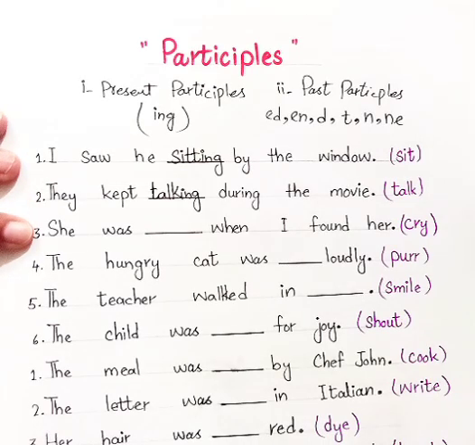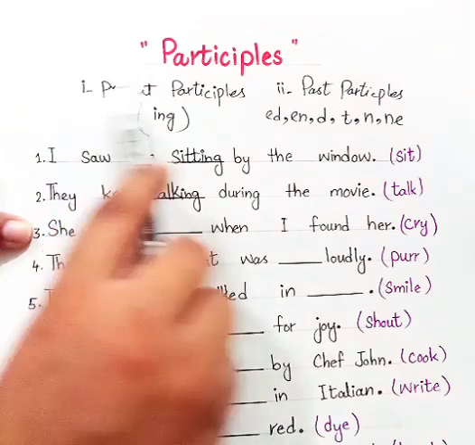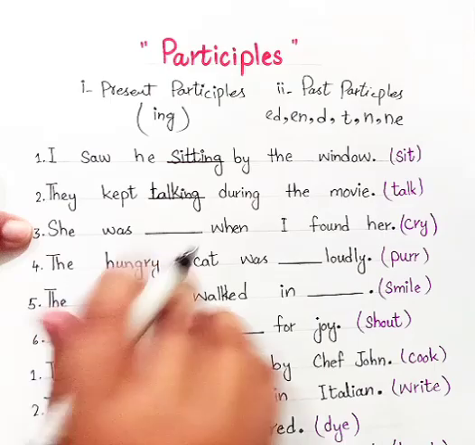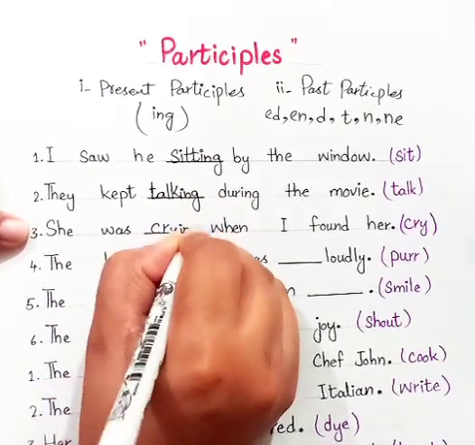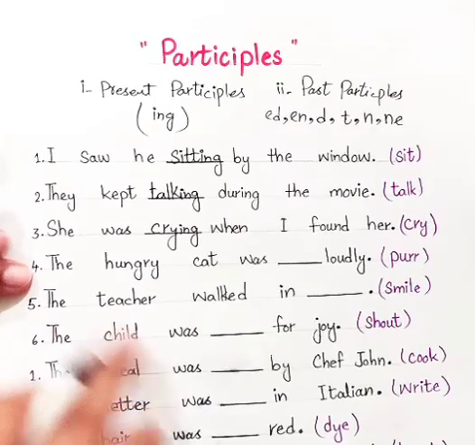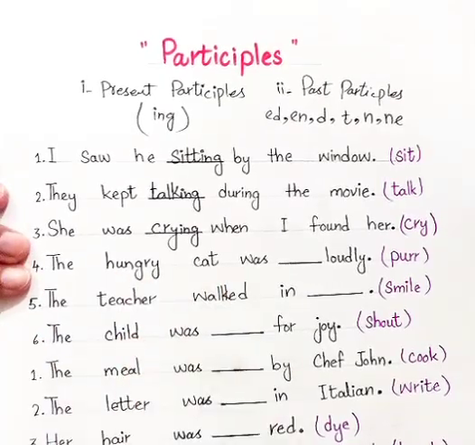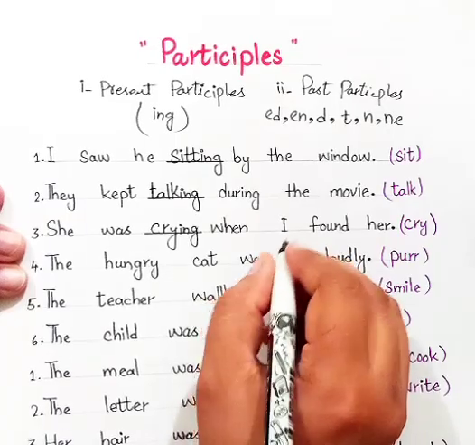She was blank when I found her. Cry. According to present participle, the answer will be she was crying. The hungry cat was blank loudly. Pour. The answer will be pouring.